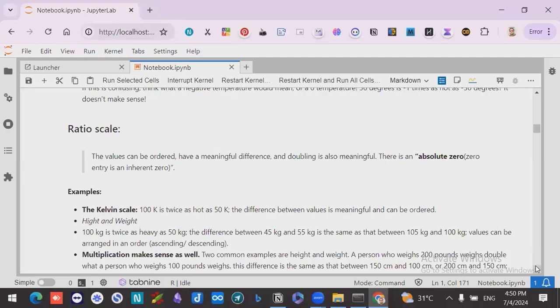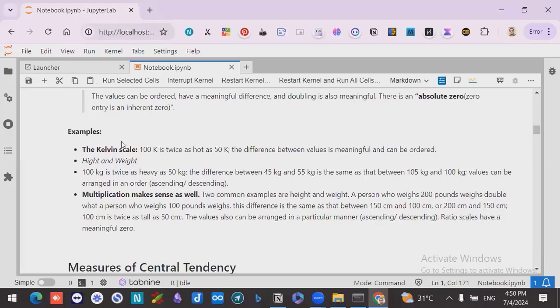Okay, so in these cases, you can take the same temperature in the Kelvin scale. So 100 K is twice as hot as 50 K. Doubling is also meaningful here, and the difference between values is also meaningful because it can be ordered.